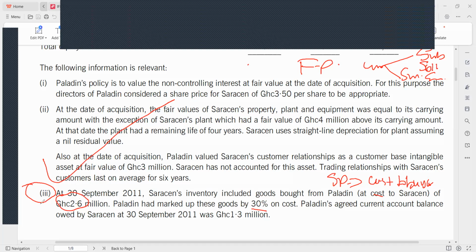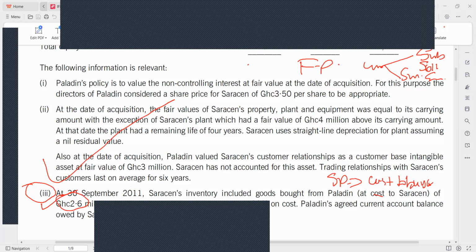It will only affect the parents. So when you go to the parent side, we'll calculate it and it will affect the parent, not the subsidiary, because the subsidiary is not the seller. It only affects Saracen if she is the seller selling to Paladin. Now let's go to the next one.